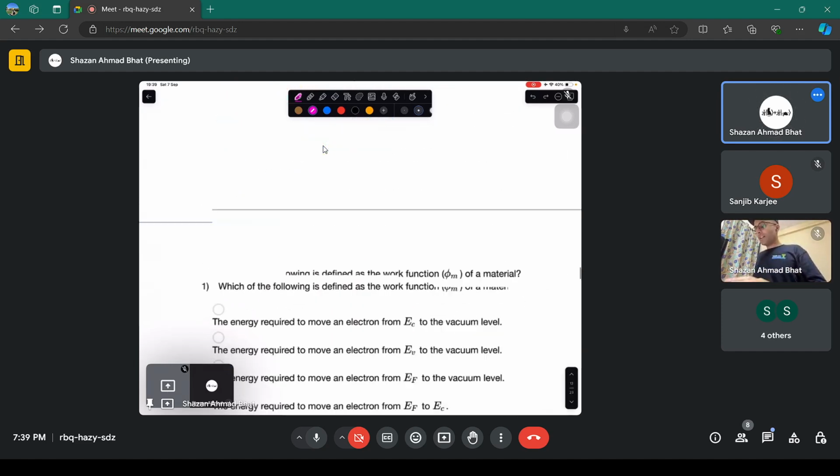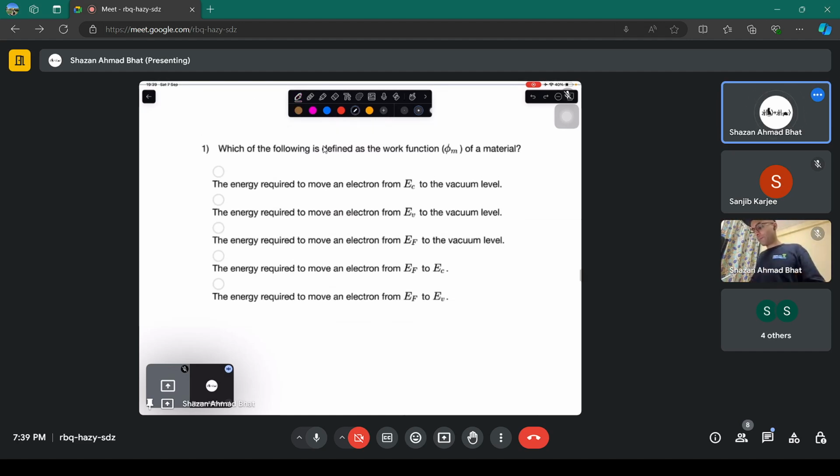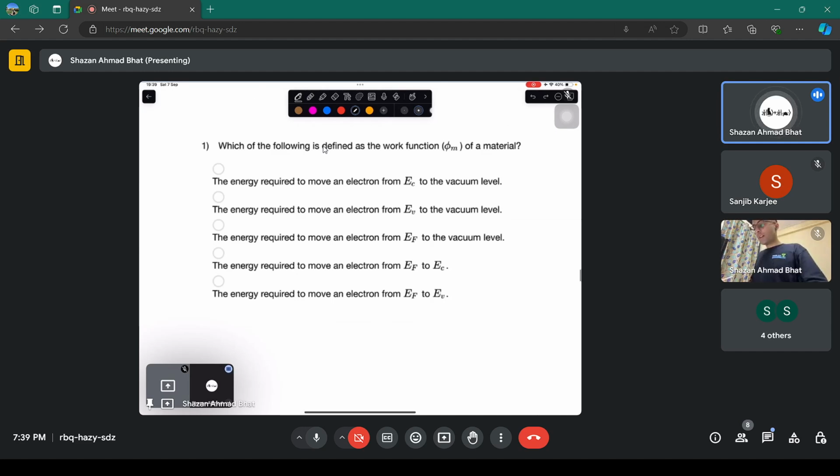Now, directly moving on to the questions. Okay, I hope now questions will be quite a cakewalk for you guys, because I've discussed all of the concepts. Which of the following is defined as the work function of a metal?